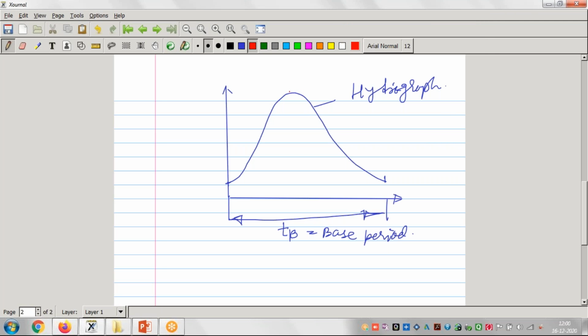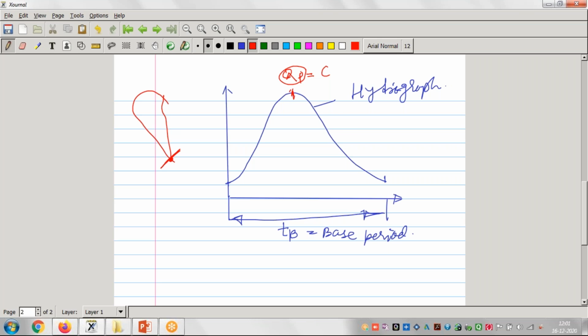Now this is the peak point, right? This is called the crest or peak point. It means this is the highest discharge. We can say it is denoted by QP, peak discharge. Means this is the highest discharge after the rainfall.